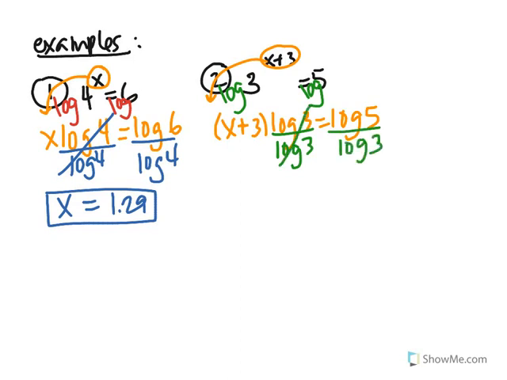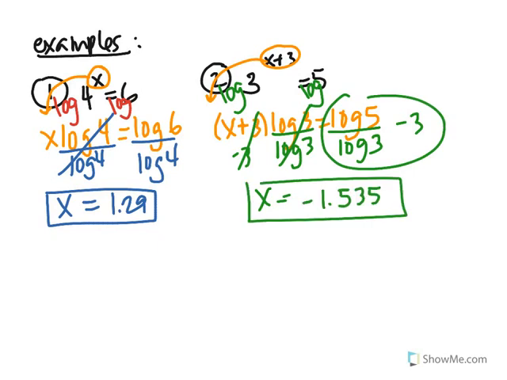And then to get x by itself, we're going to go ahead and subtract 3. So I'm going to subtract 3 from there. So I end up getting x is equal to, and then you can just go ahead and type that into your calculator. And when you do that, you get x is negative 1.535. I'm hoping you're typing these in as you go so you can make sure that you can do this.